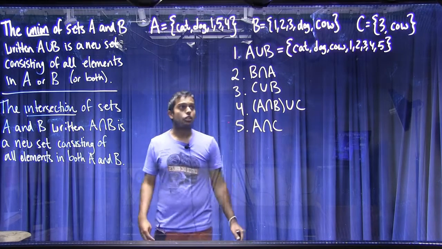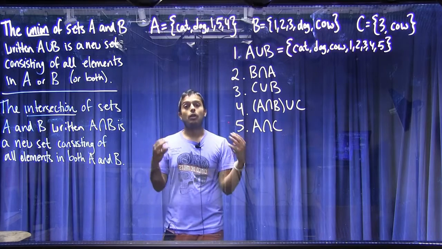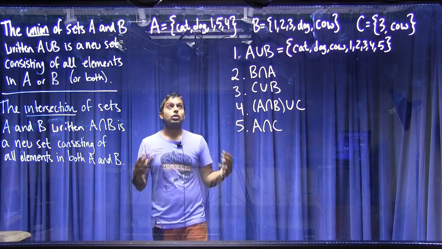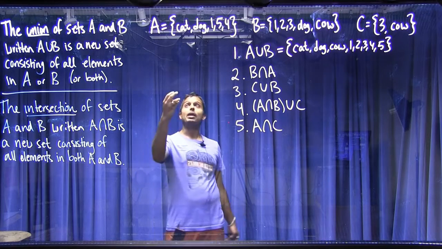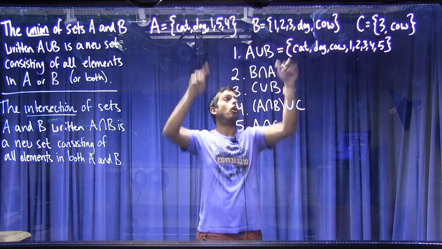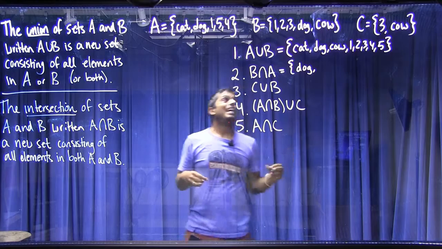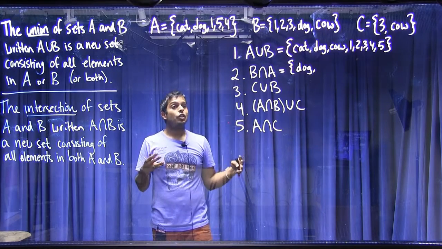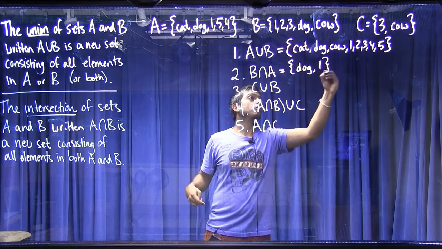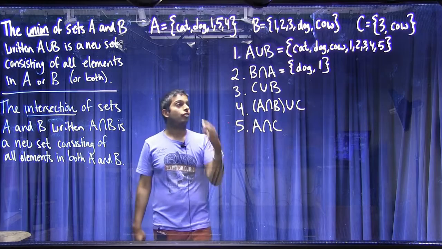Now let's look at the intersection, B intersect A. So B intersect A is going to be all elements that are both in B and also in A. Let's first again do the animals. In A and B, the only animal that I see that's in both is dog. And in A and B, the only number that I see in both is 1. So the intersection of B and A is just the set that contains dog and 1.